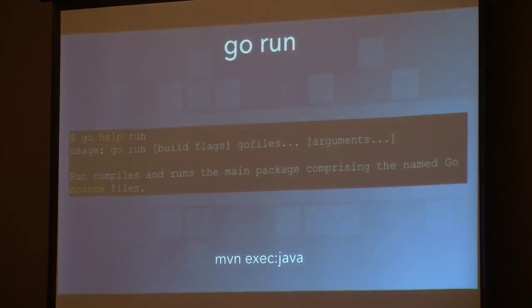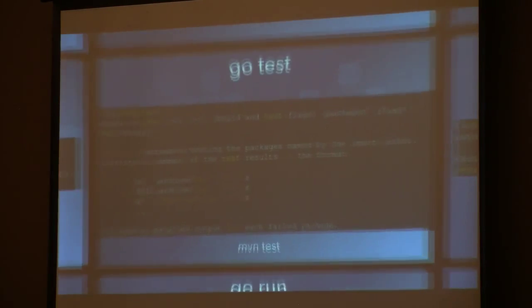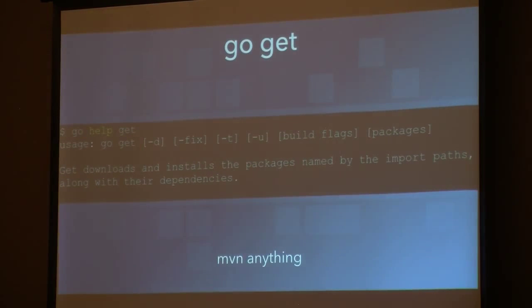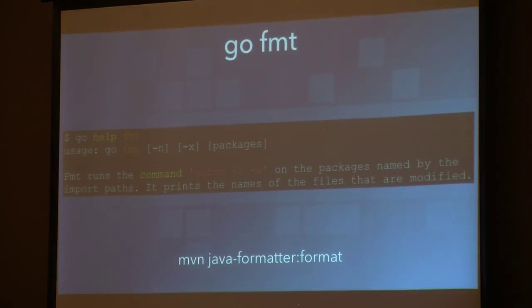Running code. go run. This is like compile it, run it, and throw it away. go test. Testing is built in the language. This will run your tests. Touch on that in a second. go get downloads all your dependencies. go fmt. What does go fmt do? It formats your code. How does it format your code?